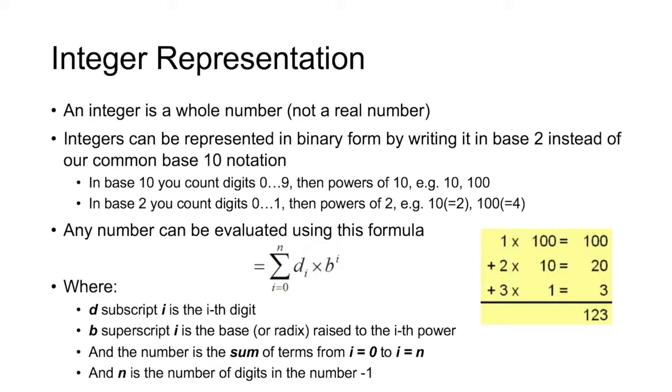In base 2, you do a similar thing, but you count only digits 0 and 1 because you only have access to the digits 0 and 1 in base 2. Any number can be evaluated using the following formula. The sum from i equals 0 to n of d sub i times b to the power of i, where d subscript i is the ith digit, b superscript i is the base or radix raised to the ith power, and the number is the sum of the terms from i equals 0 to i equals n. n is the number of digits in the number minus 1.